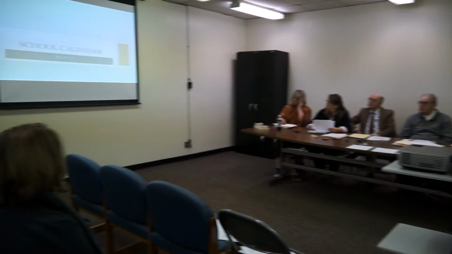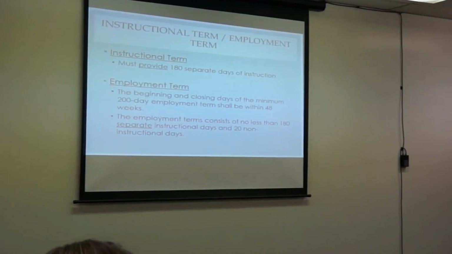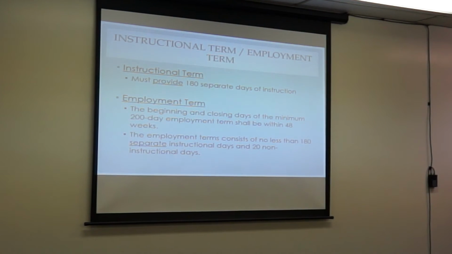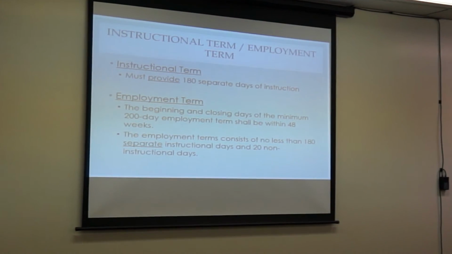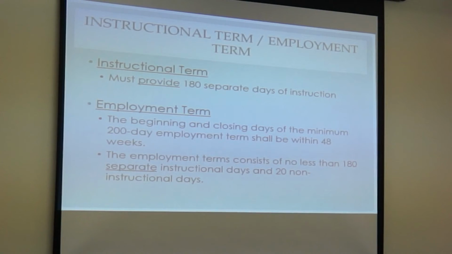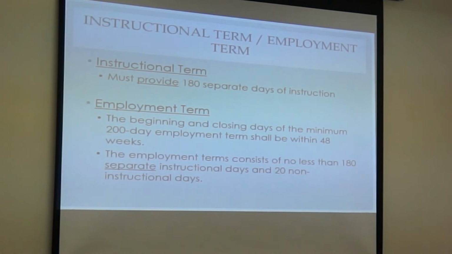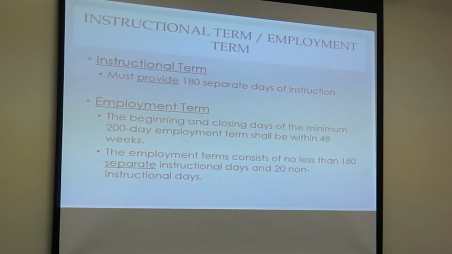What I'm going to do is show you a very short slideshow, I think it's 9 slides, with some of the basic guidelines that we have to go by when making a school calendar. The first thing is the instructional term. We must provide 180 separate days of instruction. The employment term is longer. The beginning and closing days of the minimum 200-day employment term shall be within 48 weeks. So the minimum employment term for our staff is 200 days, and we have 48 weeks to get that 200 days in.